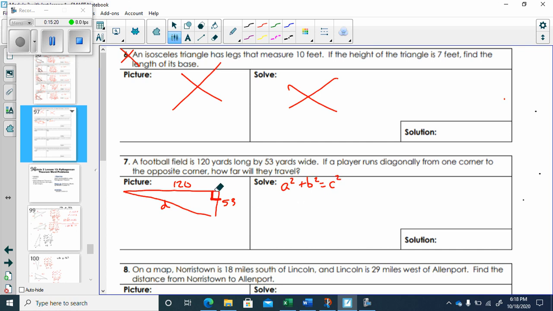Okay, the c squared is across from the right angle. It's d. A is 120. B is 53. 120 squared. Okay. If you square 120, you get 14,400. So we're going to substitute that in its place. 53 squared. 2,809.